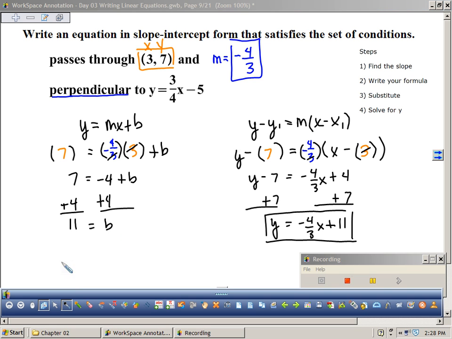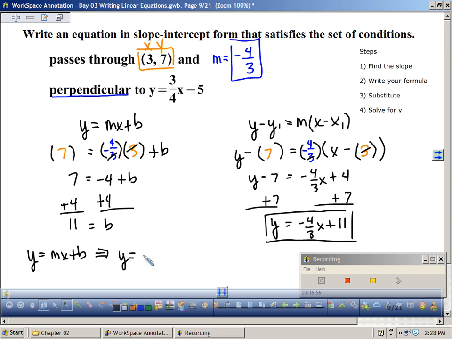I still have to write my equation. I have to write it as y equals mx plus b. So I've got y equals, what was my slope again? Negative 4/3 x plus 11. Now which one do you think is easier? I still think that the y equals mx plus b.